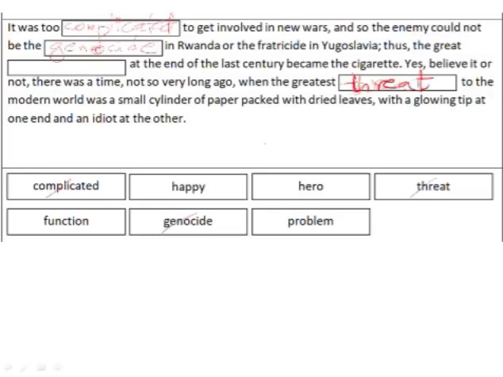Now we go again to the previous blank. The great what at the end of the last century became the cigarette? The great hero or the great problem? Of course, the great problem. So we have all of them fitted correctly. It's time to move on and press next. Thank you.